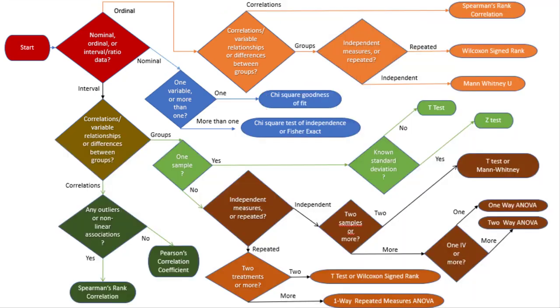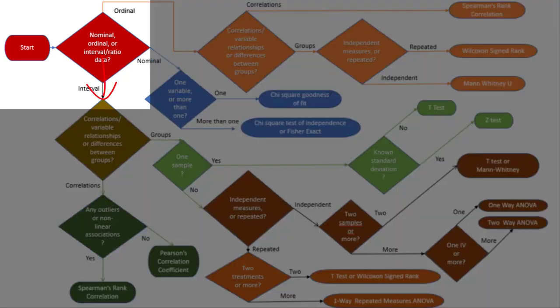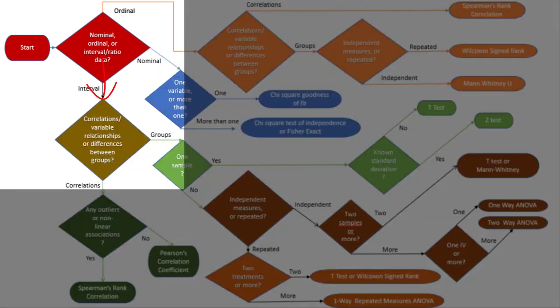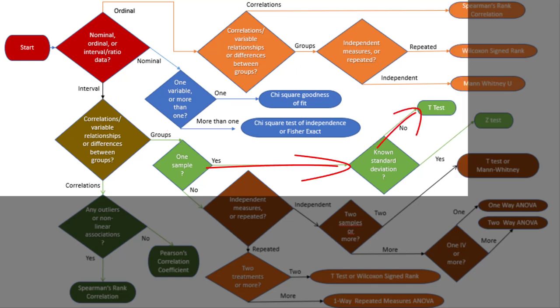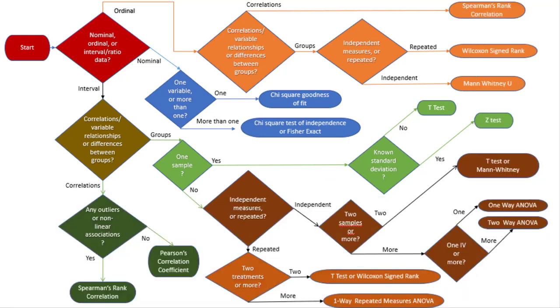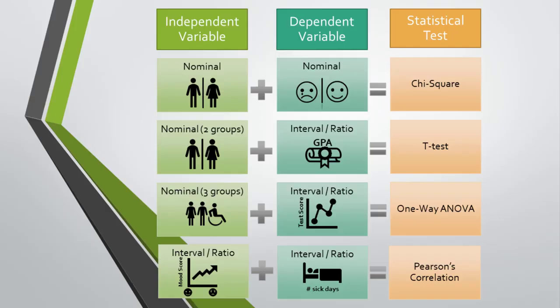However, if you have interval data, you're studying differences between groups, you have one sample, and you don't know the standard deviation for the population, the best test would be a z-test. The chart shows a dozen of the most popular tests, but we can whittle it down even further than that. This chart takes the four most popular tests and tells you what kind of variables will work for that test.